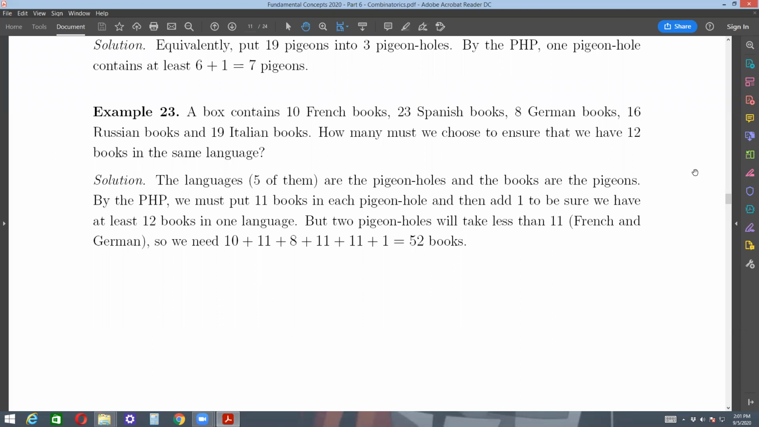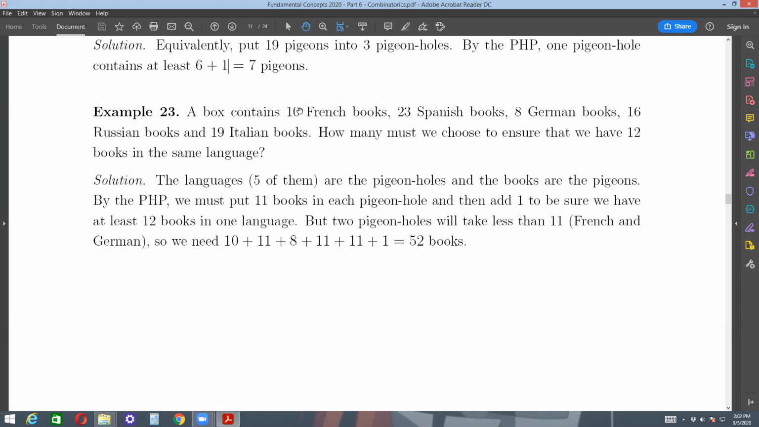All right, a box contains 10 French books, 23 Spanish books, 8 German, 16 Russian, and 19 Italian books. How many must we choose to ensure that we have 12 books in the same language? So we basically want to choose the minimum number of books that guarantees we will be able to find 12 books in the same language among those we've chosen. Now, note that there are 10 French and 8 German. Those are less than 12. So we can never get 12 German or 12 French.